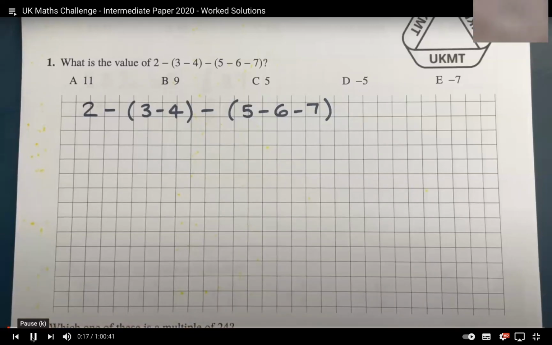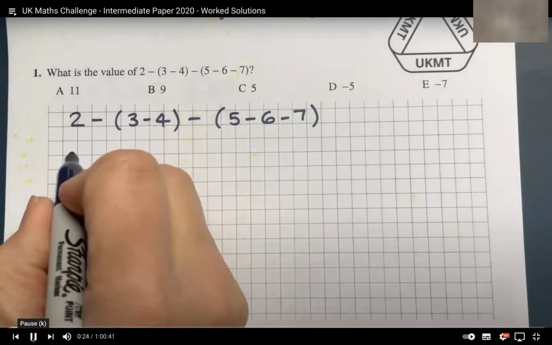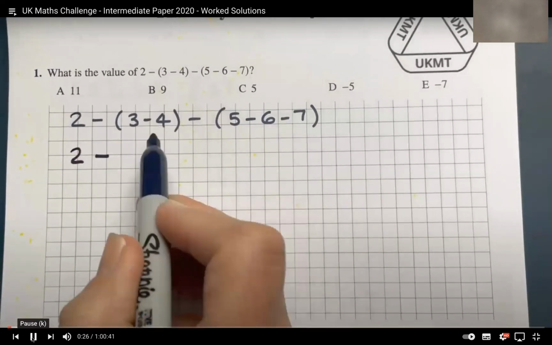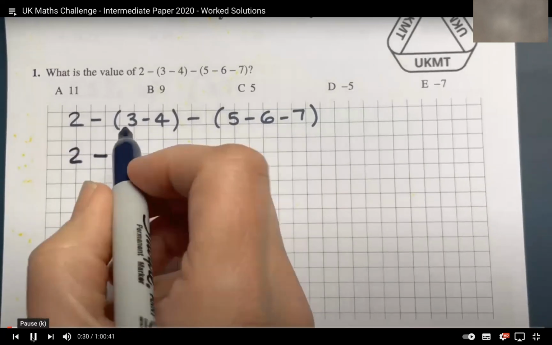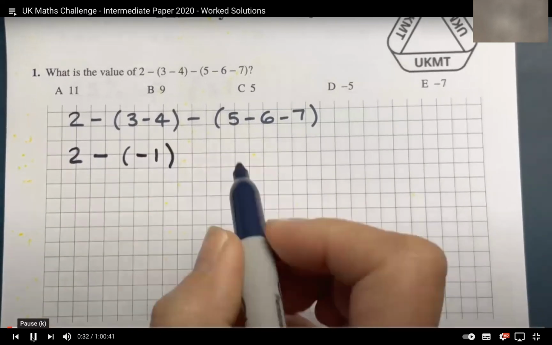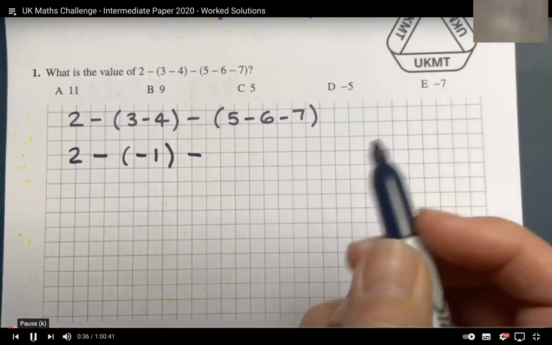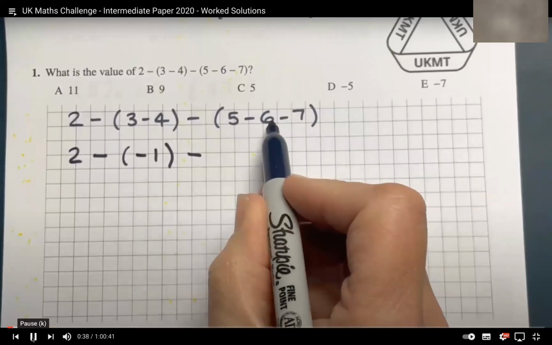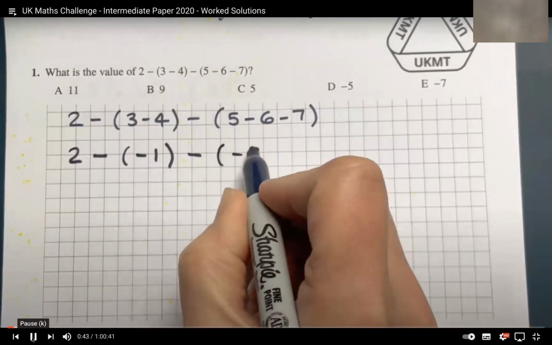I find it helpful always to write out the question. I know a lot of these you can probably do in your head, but if we have 2 subtract, we're going to do what's in the brackets first. 3 subtract 4 gives us -1. And then again, I'm going to do the operation within the brackets, which gives me 5 subtract 6 is -1, subtract 7 gives me -8.